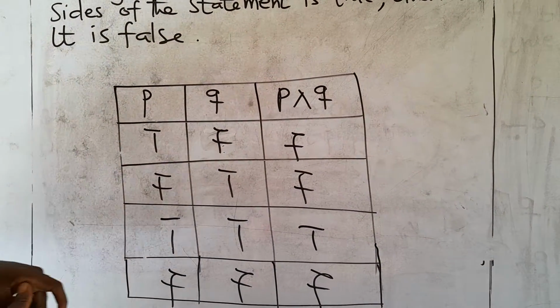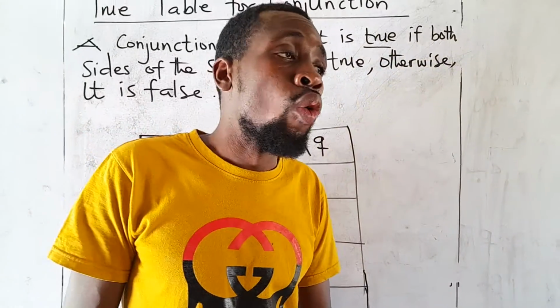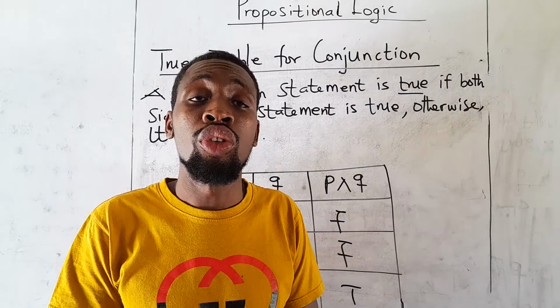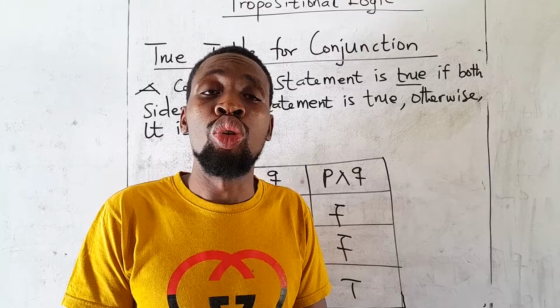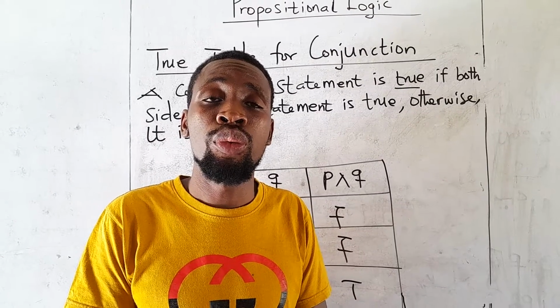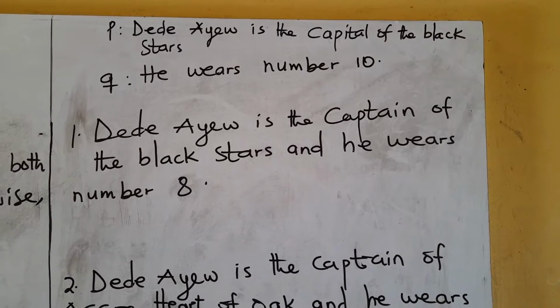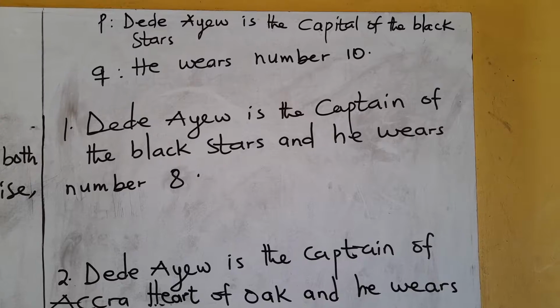I hope you get the truth table for a conjunction statement. So a conjunction statement is only true when both sides of the statement are true. Otherwise, it is false. We'll look at some logical statements that are conjunctional statements and see if they are true or false.